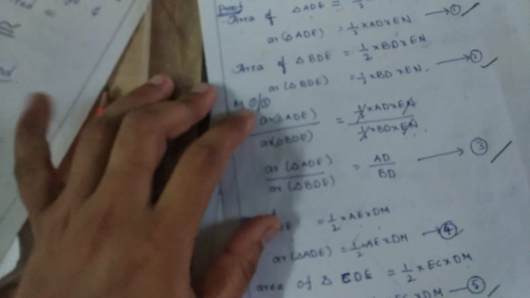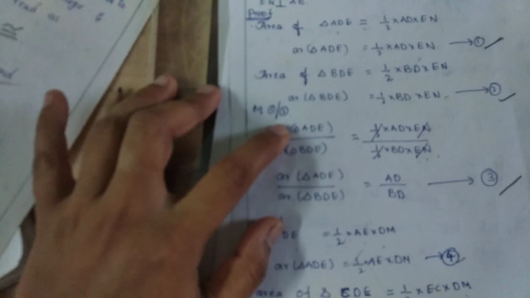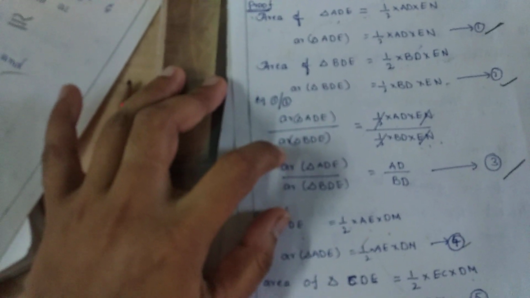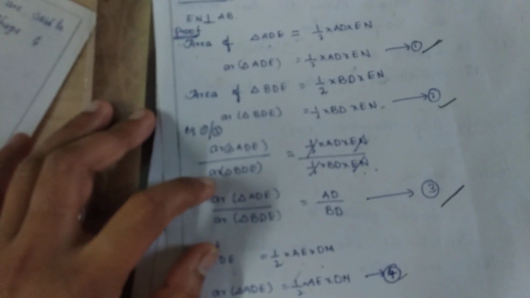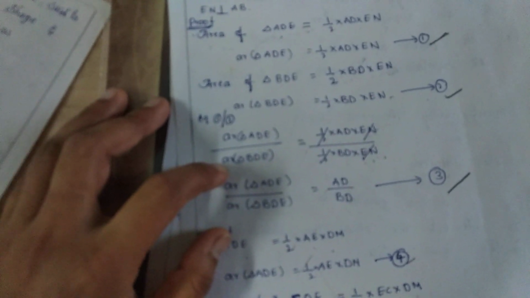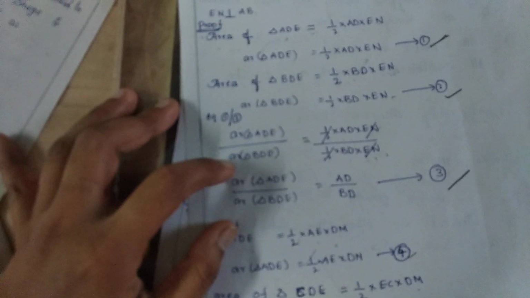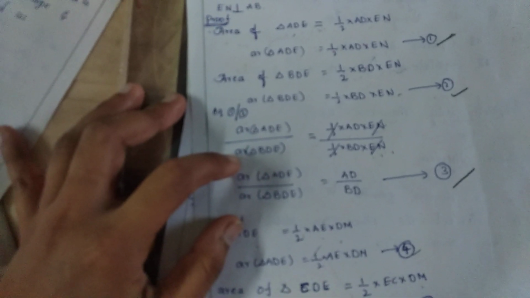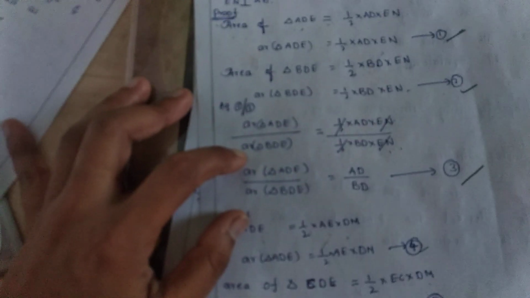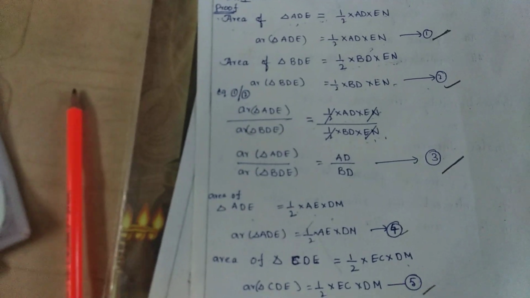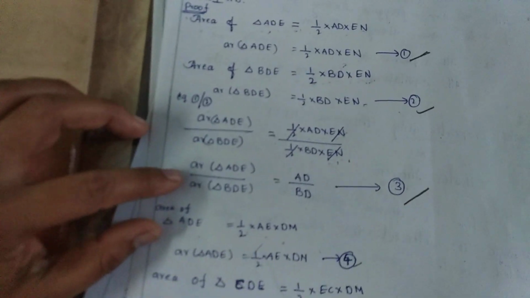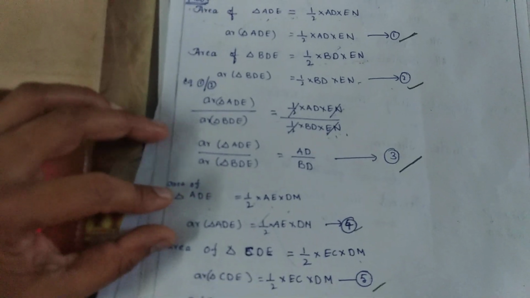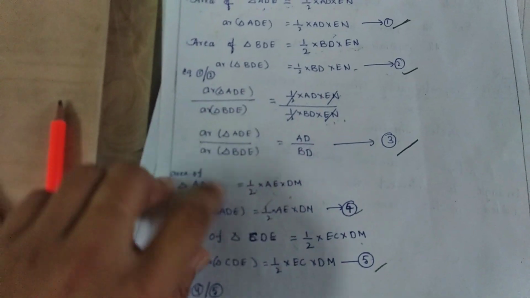So equation 1 by 2: area of triangle ADE by area of triangle BDE equals half AD into EN by half BD into EN. Half cancels and EN cancels. Area of triangle ADE by area of triangle BDE equals AD by BD. That is equation number 3.